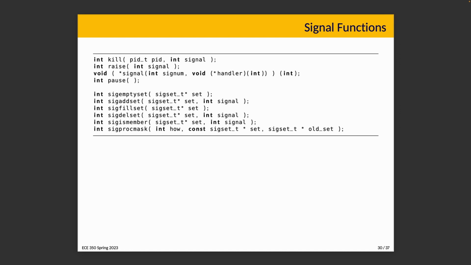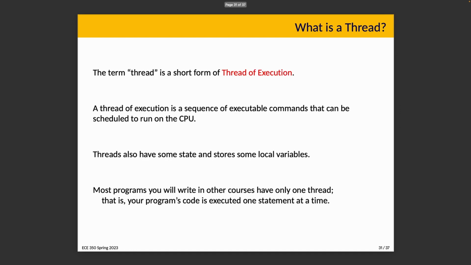And we saw also that certain signals like SIGKILL cannot be blocked or stopped or ignored, so adding them to the ignore set or something does nothing. That's a brief review of the signal functions.